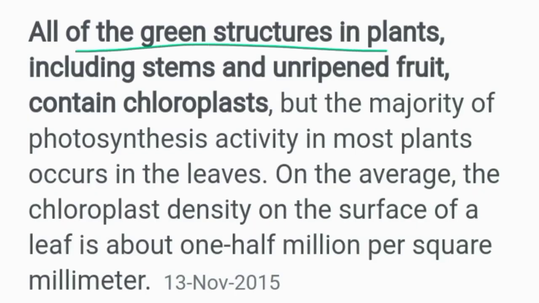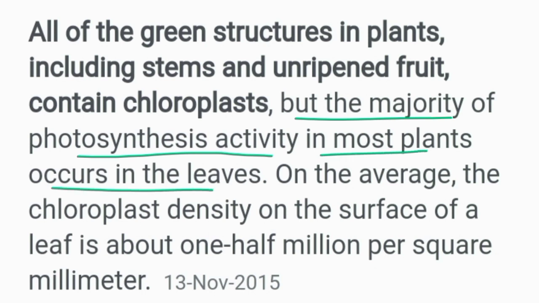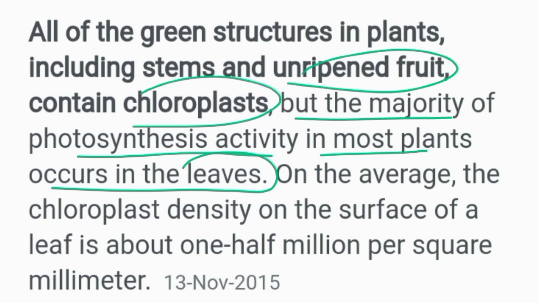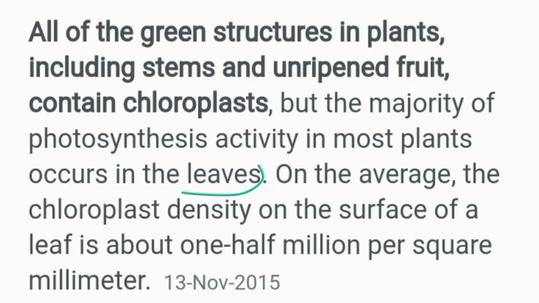All the green structures in the plants, which include the stem and the unripened fruit, contain chloroplasts. You have seen fruits which are green in color, such as the green apple, which is still unripened, and the green mango, alright? Those unripened fruits contain chloroplast. But the majority of the photosynthesis activity in most plants occurs in the leaves, though it can occur anywhere there are chloroplasts. So the unripened fruit or the stems contain chloroplast, and photosynthesis occurs in them. But the majority of the photosynthesis occurs in the leaves.